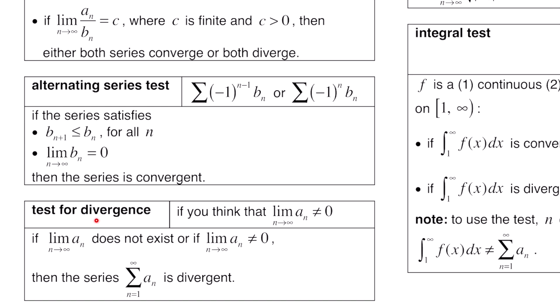For the test for divergence, you're going to use it if you think that the limit as n goes to infinity of the given formula doesn't equal 0. So when you calculate the limit, if it does not exist, or if the limit does not equal 0, then the series is divergent by the test for divergence.